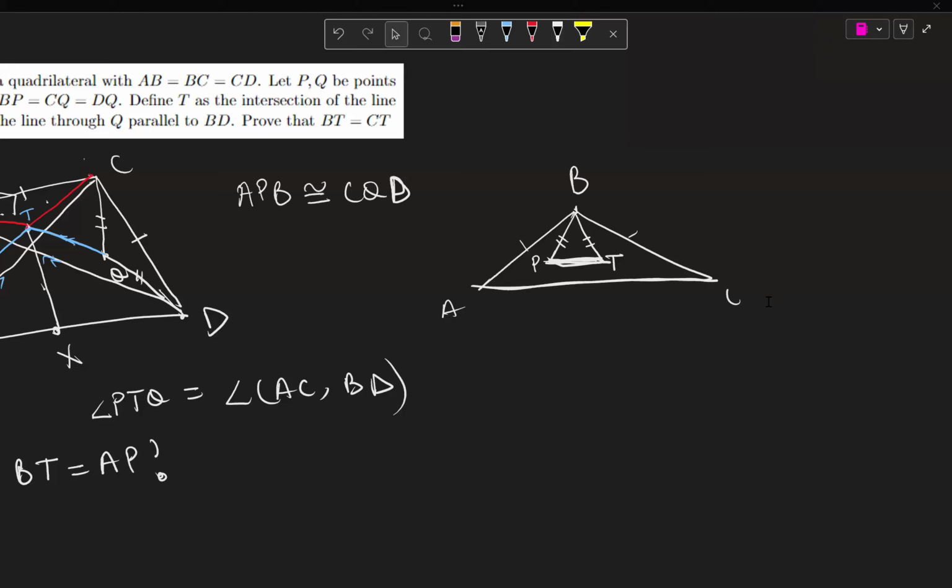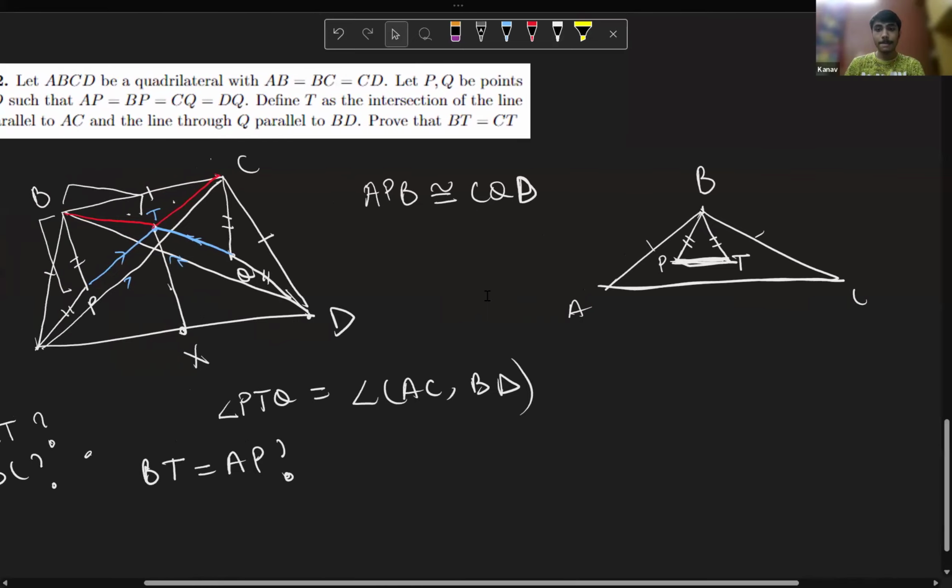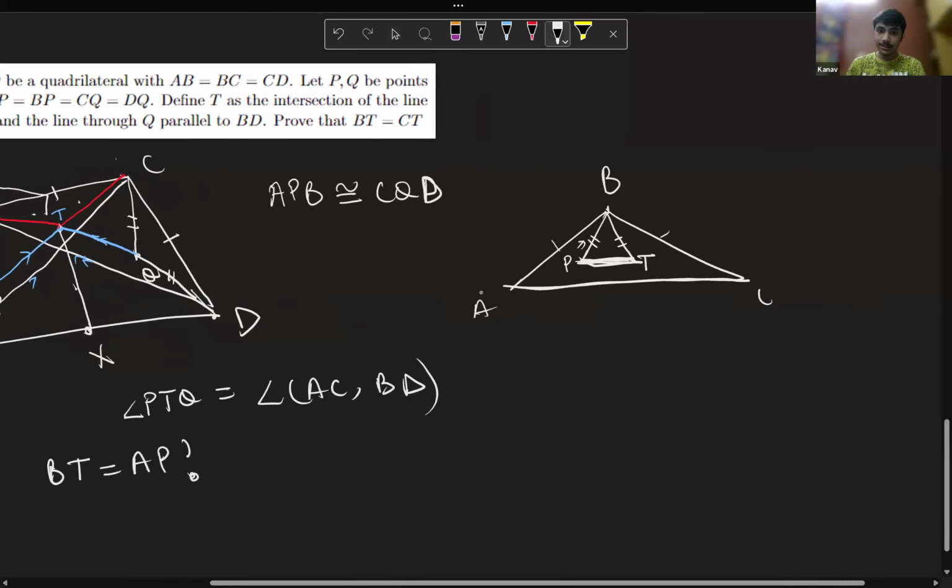Are you sure? Oh yeah, wait, PT is already parallel to AC, no? I'm just saying it in a different way. Forget about the problem, there's a different kind of idea. But this is not necessary until and unless the angles are also equal, like ABP is equal to CBT. Yes, that is correct. So we need these angles to be equal, right?